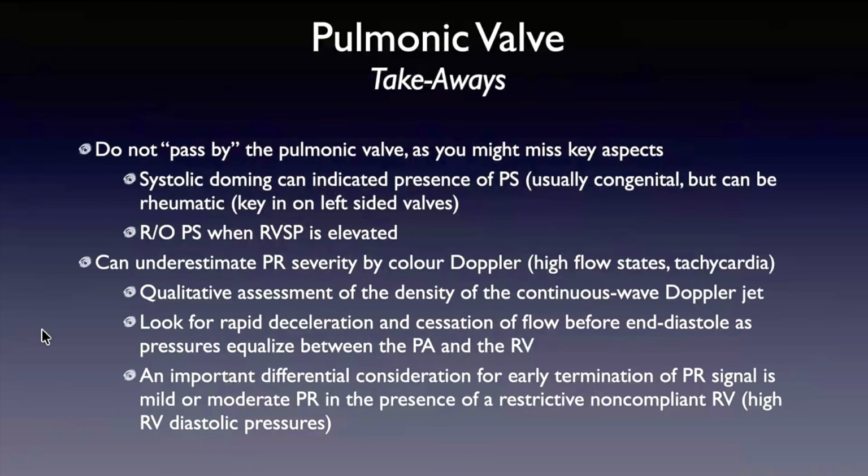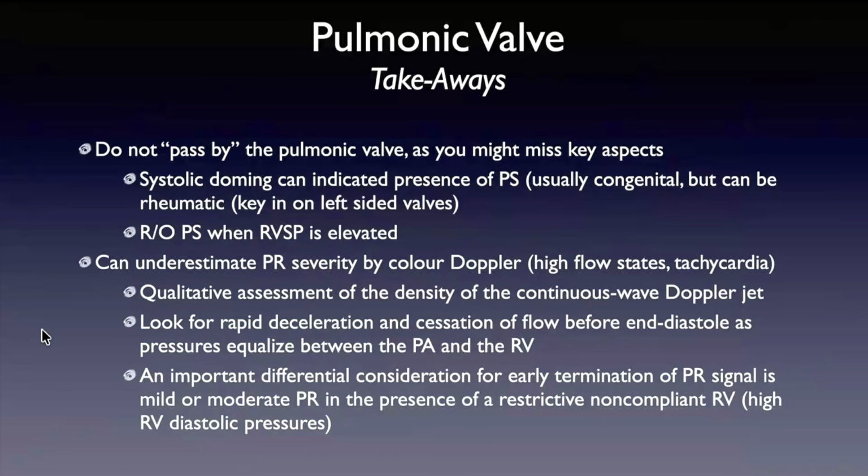Okay, so good. Finished with lots of time. So these are my takeaways. Don't pass by the pulmonic valve. Don't fly by that pulmonic valve because you might miss some key aspects. Look for systolic doming. That can indicate the presence of a degree of pulmonic stenosis. That's usually congenital, but can be rheumatic. You have to key in on the left-sided valves.